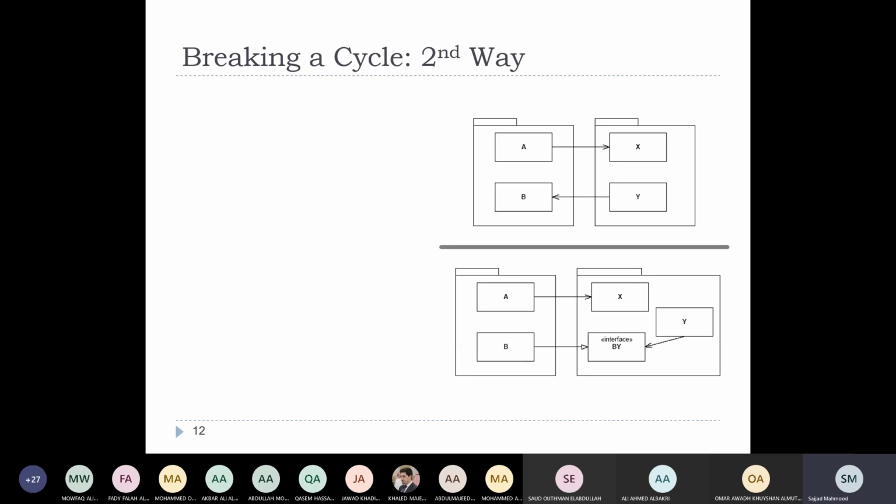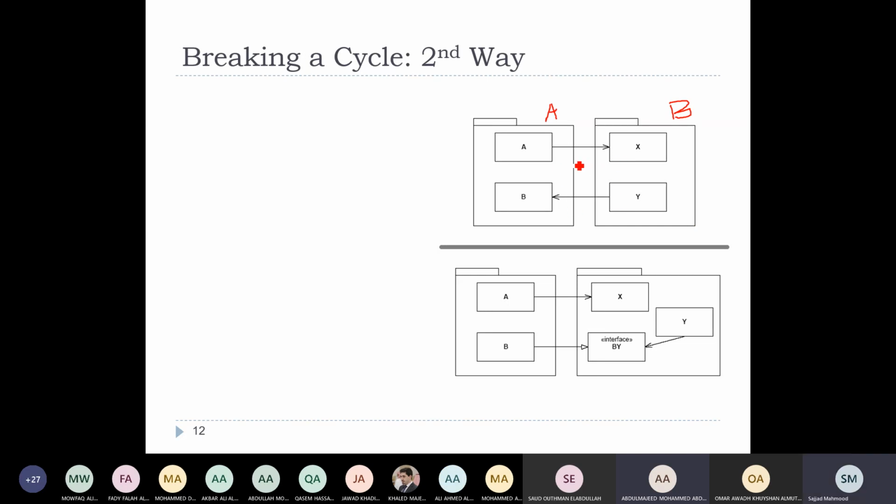Another possible solution is this, and let's look at this example. Remember, as I said in the beginning, the relationships or dependencies between packages are there because the classes within them have dependencies, right? So why is there a cycle in this case? Let's look at the top one. Why is there a cycle between package A and package B? Because A depends on X and Y depends on B.